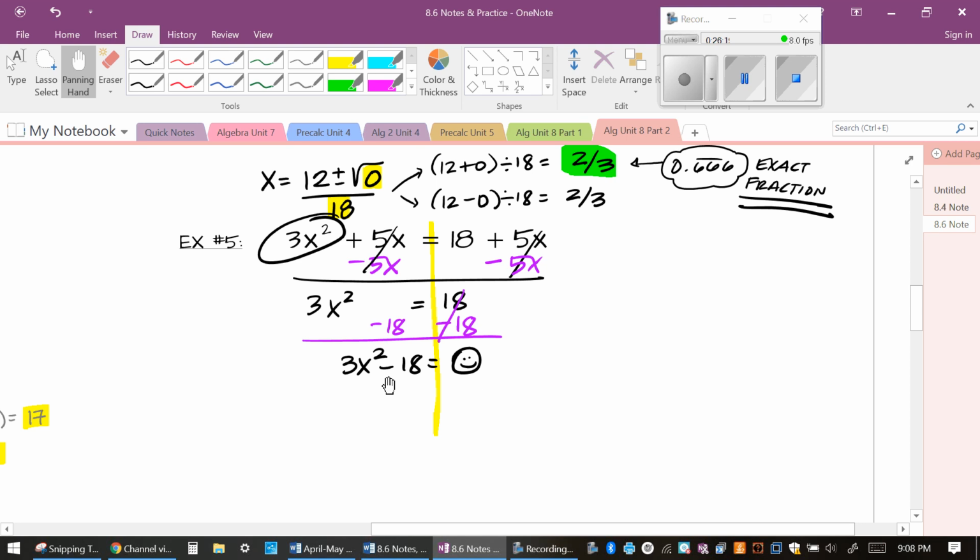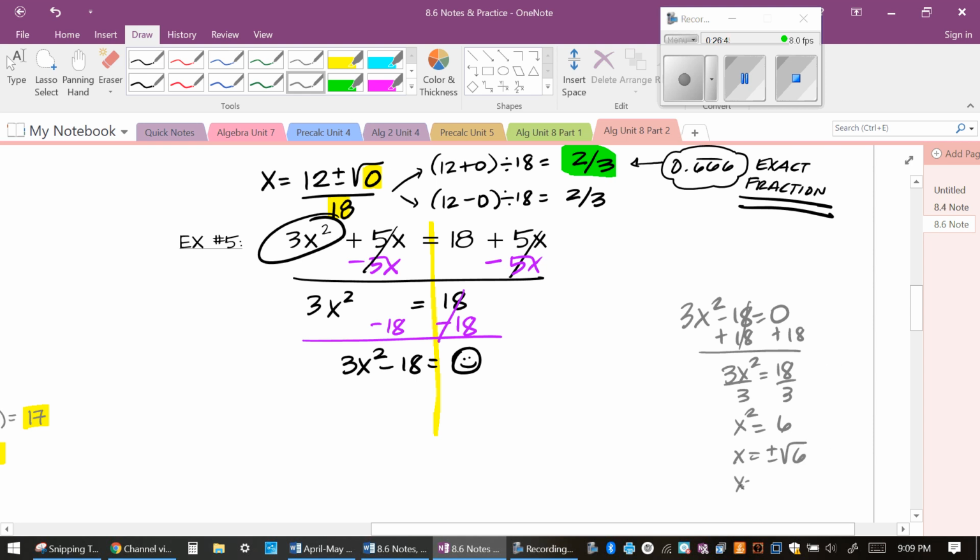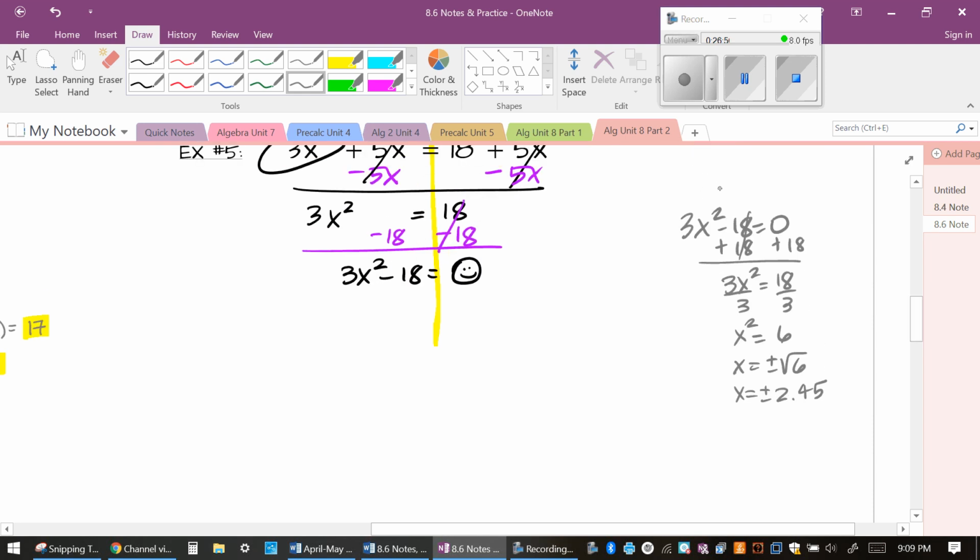This one, since it has no linear term, can actually be solved using inverse operations. So I'm going to show you that this could be solved using inverse operations, aka SADMEP. Cancel addition and subtraction, then multiplication or division, square root both sides, and you get plus or minus 2.45. But you can get those same answers by using the quadratic formula, which is what they wanted me to do here.